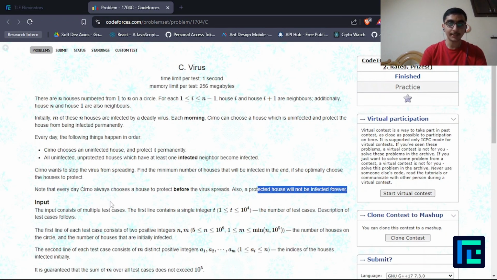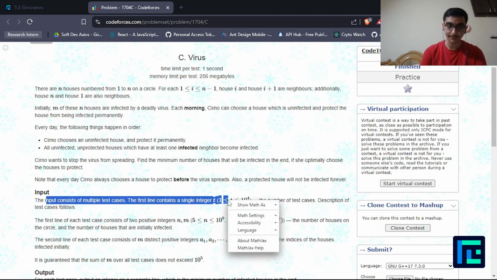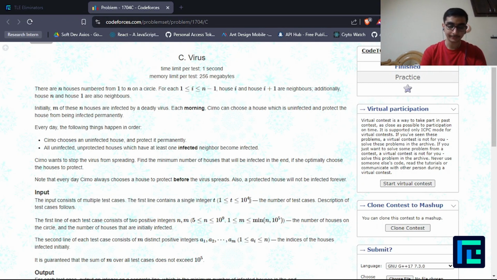Now for the input format and the constraints, the first line of each test file would contain a single integer t denoting the number of test cases, which can go to 10 power 4. Then the first line of each test case would contain two positive integers n and m denoting the number of houses on that circle and the number of houses that are initially infected. Now n can range from 5 to 10 power 9 and m can range from 1 to min of n, 10 power 5.